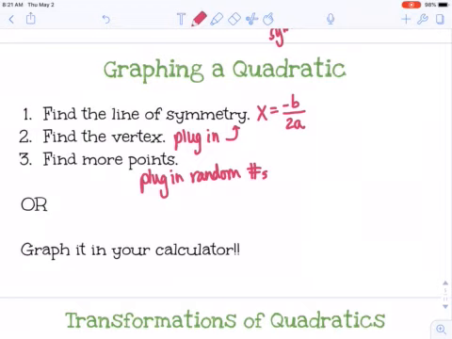Plug in a 0, plug in a 1, plug in numbers that are easy so that you can find some easy points. Now, all that's great, but if we're talking about STAR, I would just graph it in your calculator. Go to the graph menu, type it in, press graph, and look at it that way. It's going to be much faster and more accurate, and ensures that you're not going to make as many mistakes.